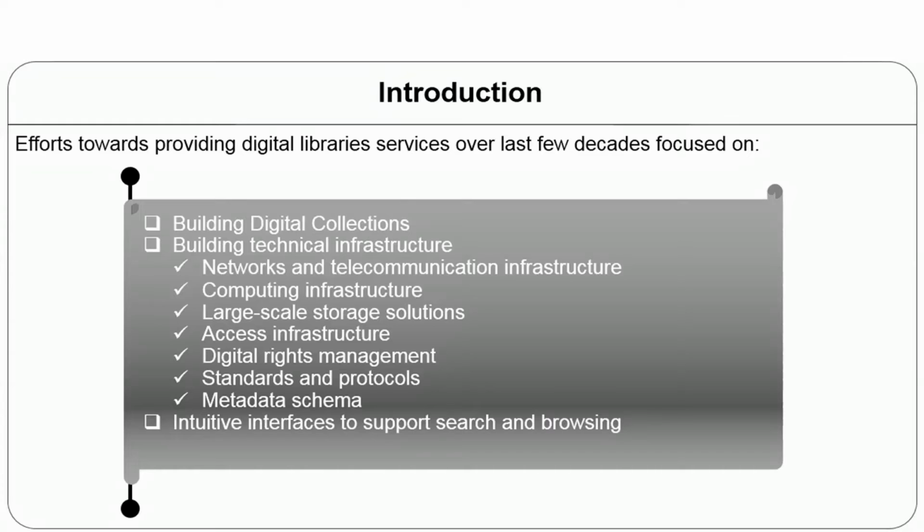Then on the collection, we should also keep the identity of the document for copyright, so digital rights management. Then the standards and protocols, common standards and protocols to be followed. Then the metadata schema, that is the bibliographic information or data about data, which is required for defining this digital object. Then intuitive interfaces to support search and browsing. That means sophisticated or user-friendly interfaces.